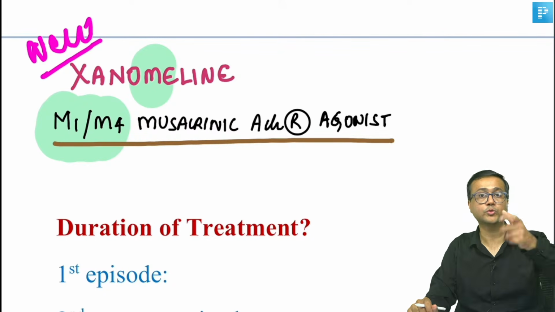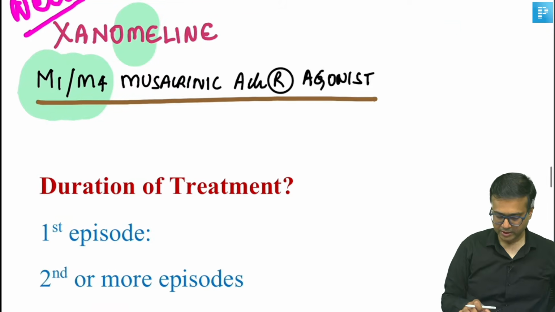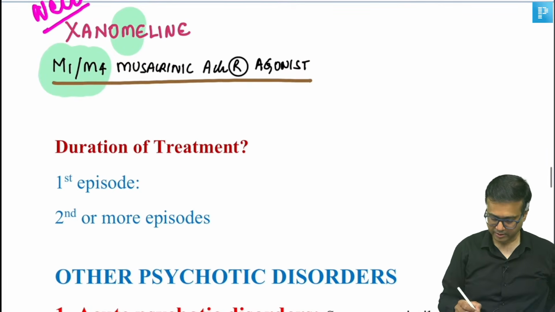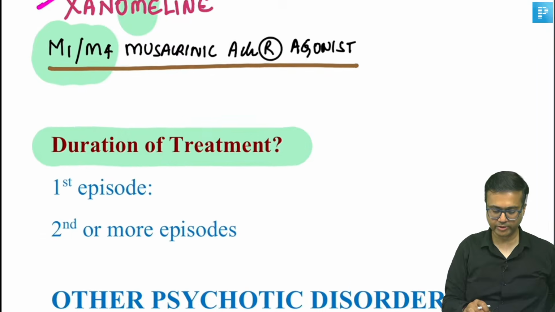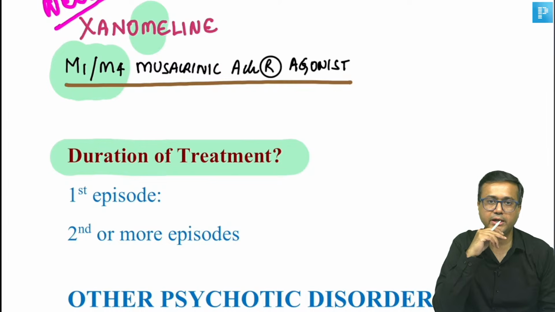So that is why I am showing you questions. So please be very careful. Questions on side effects of antipsychotics may be asked. Lastly, let's see the duration of treatment. Suppose a patient comes to us with the first episode of schizophrenia. For the first time he has developed schizophrenia, and we started the patient on an antipsychotic.